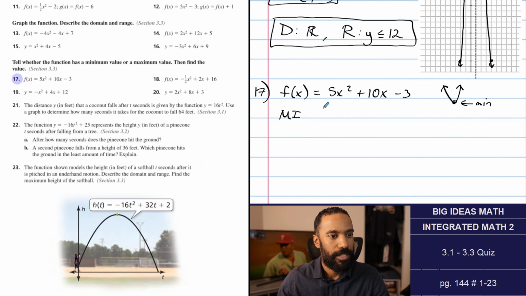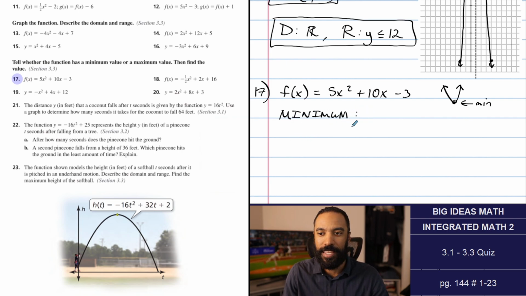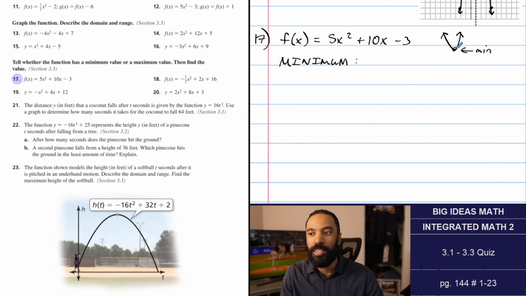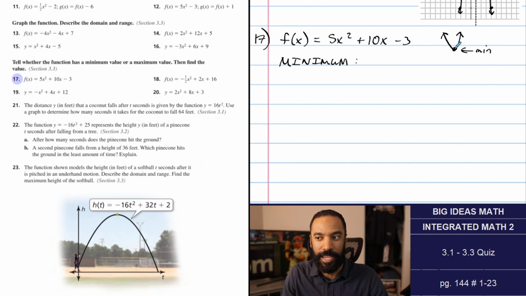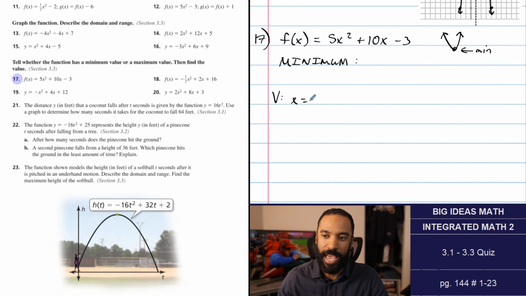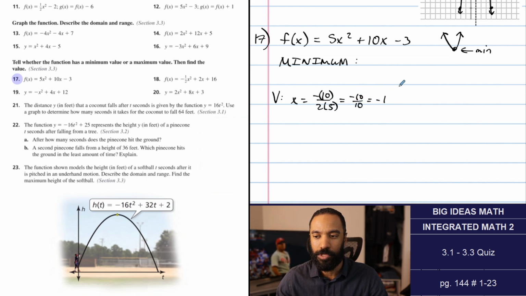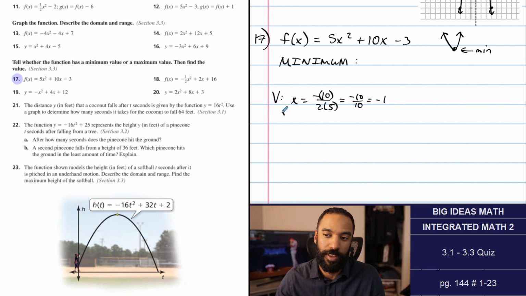It says state whether it has a minimum or maximum. This has a minimum. And I'm going to figure out what that is in a second by finding the value. The value is the y value of the vertex. To find the y, we need the x. So for the vertex, the x value is negative b over 2a, which is negative 10 over 10, which is negative 1. At x equals negative 1, we will have a minimum of y equals something. We'll find out what it is.